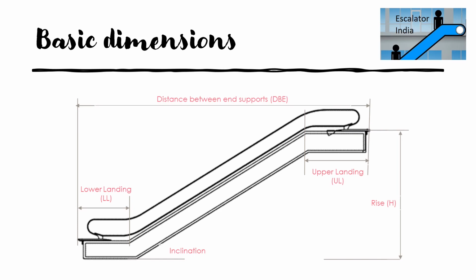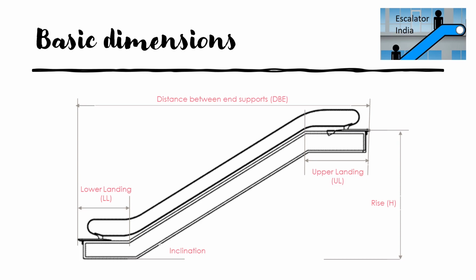What you see in the upper portion is called the upper landing. Where we enter or exit in the lower portion is called the lower landing. It is called a landing because we enter or exit there. It gives us time to stand and slowly step into the moving part of the escalator.